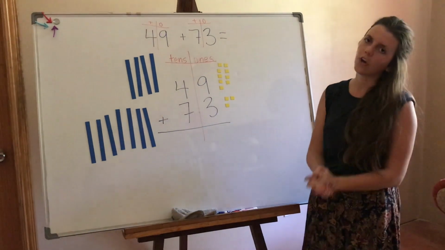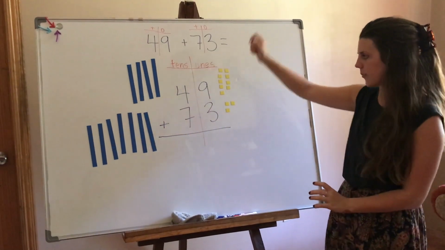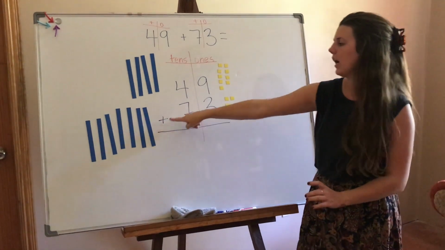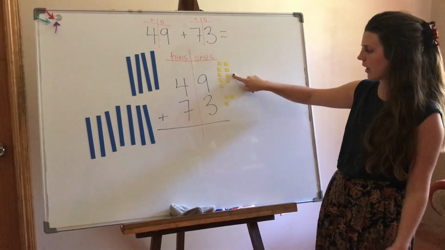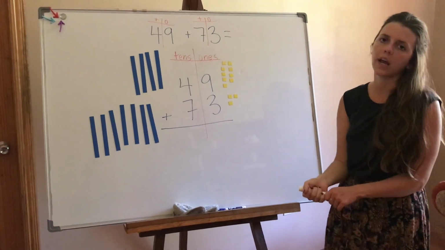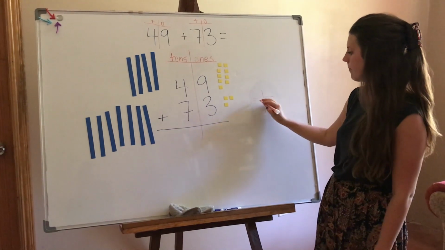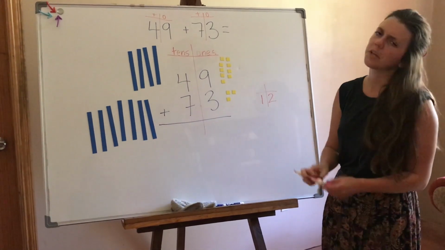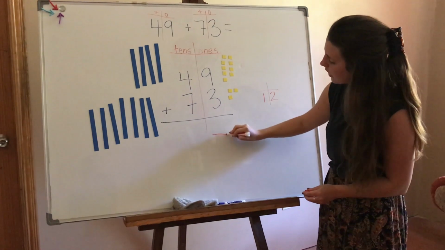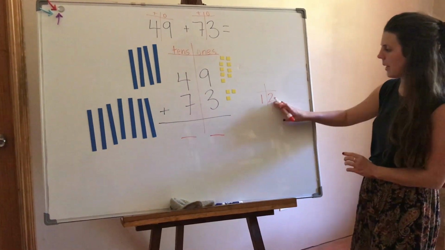Okay, where do we start when we start adding in a math problem? In the ones place. 9 plus 3. We have 9 here. 10, 11, 12. Oh no, Miss Reagan, I have 2 digits. What can I do? You can make a trade. You know that only 1 digit will fit in each place value. We're going to make a trade.